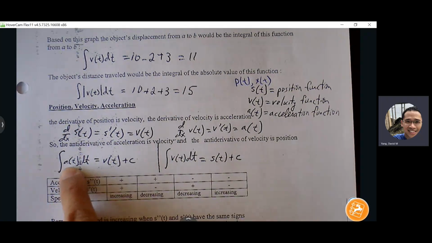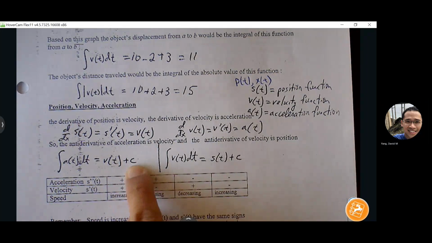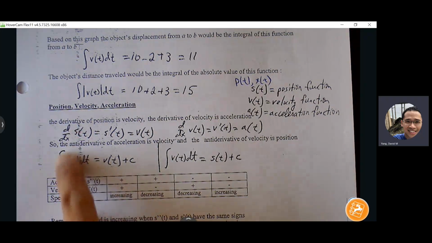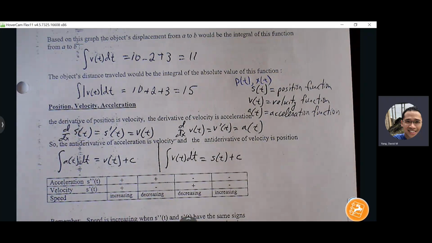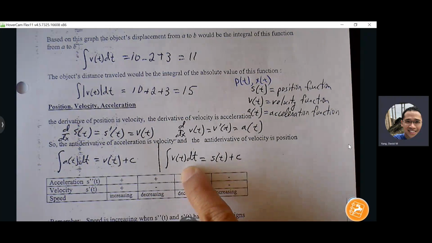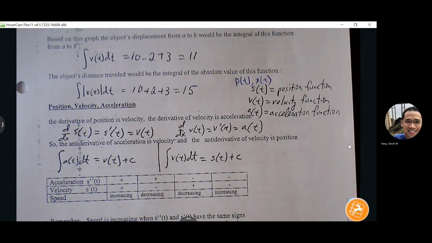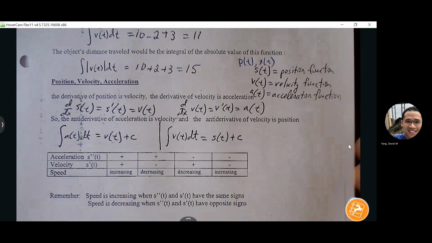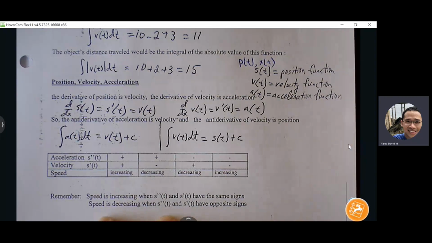So the antiderivative of acceleration will be v of t plus c. This is because there's no balance involved. We have to have a function, so a plus c is going to remain. And if I take the antiderivative of velocity, that will bring me up to position plus c. The relationships that we established from last semester still hold.